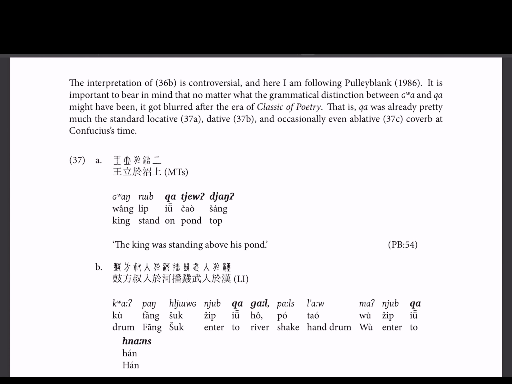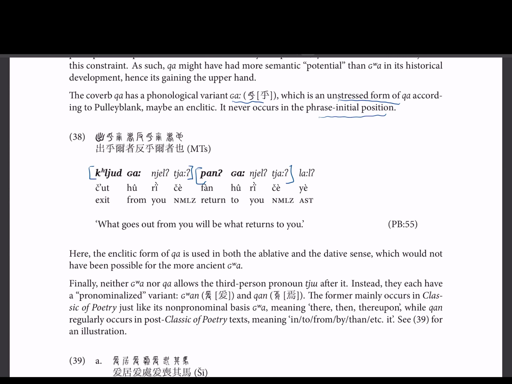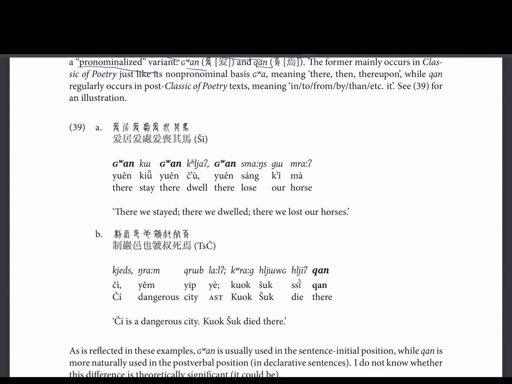We should bear in mind that no matter what the grammatical distinction between the two coverbs gua and ka might have been, that distinction got blurred after the era of classical poetry. Finally, neither of the two coverbs gua and ka allows the third person pronoun tu after it. So when the logical object of the two coverbs is tu, is it, we have two pronominalized forms, guan for gua and gan for ka. Guan ge guan klia, guan smans ge mra. There we stayed, there we dwelt, and there we lost our horses.